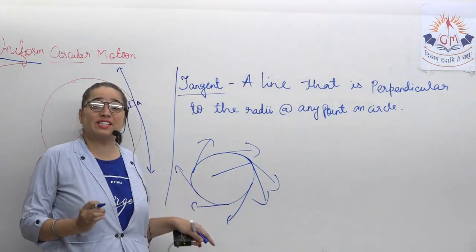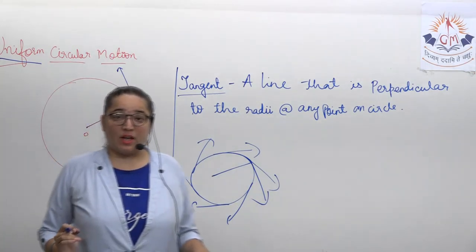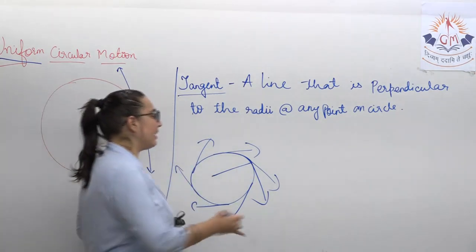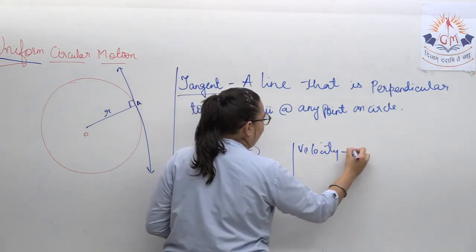So the velocity is changing, but the speed is remaining fixed. Okay, because velocity depends on two things. What is actually velocity? It is speed with direction.